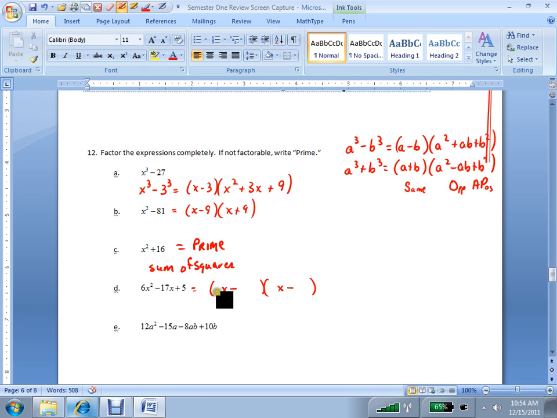I'm going to try 3 and 2 to start. Then I'm going to try 1 and 5. Then I check whether this was correct. 3 times 2 is 6x squared. Then I try 3x times negative 5, negative 15x, minus 2x plus 5. Notice these two go together to get negative 17. You might have to have a couple trials.